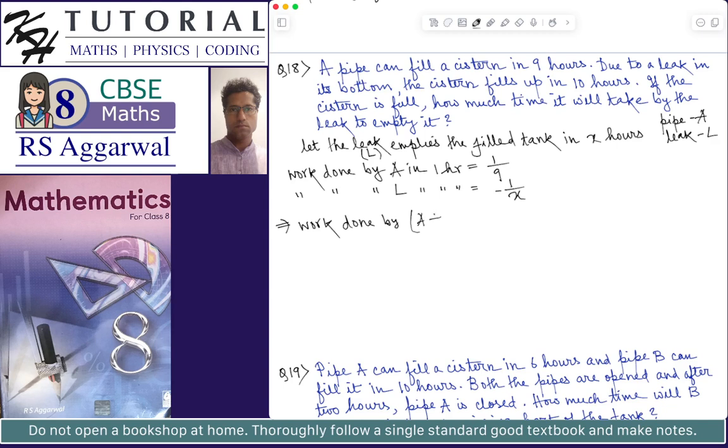So this implies work done by A plus L. Now what is A plus L? A plus L means the pipe along with the leak in the bottom. So work done by A plus L in 1 hour will be equal to 1 by 9 minus 1 by x. Now work done by A plus L in 1 hour is 1 by 9 minus 1 by x.